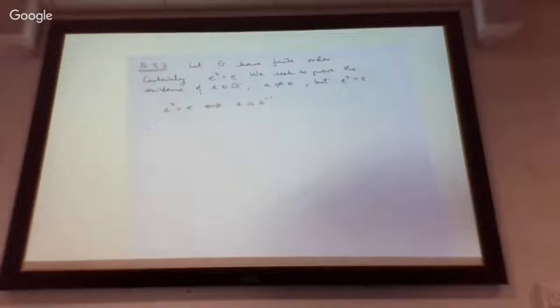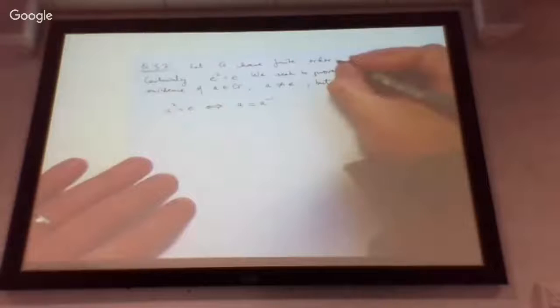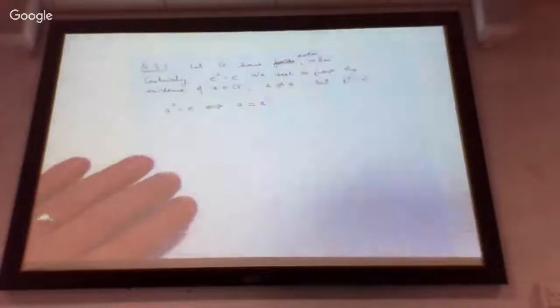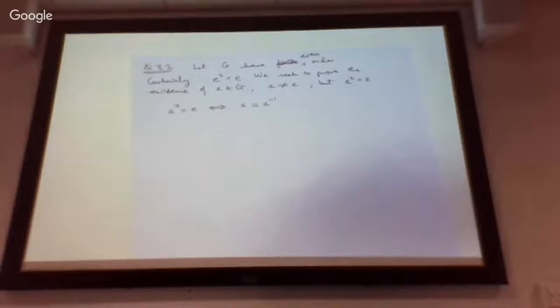So we can reformulate this question as asking us to show that in a group of finite even order, I don't even need the word finite. Even implies finite. Even means an integer divisible by 2. And in such a group, there must be a self-inverse element which is different to the identity.